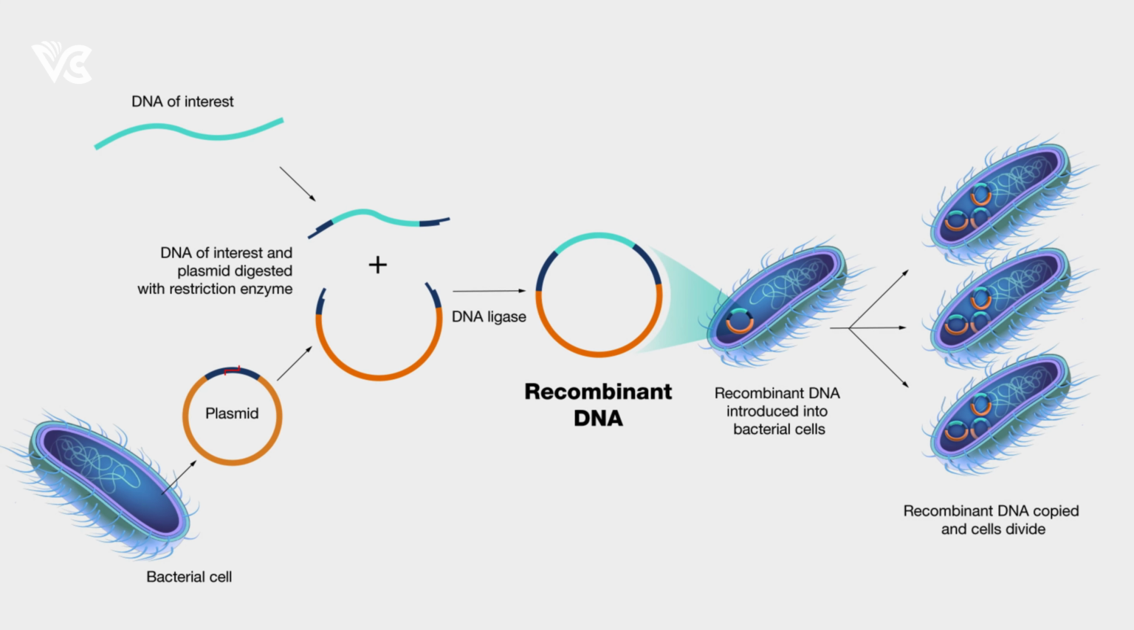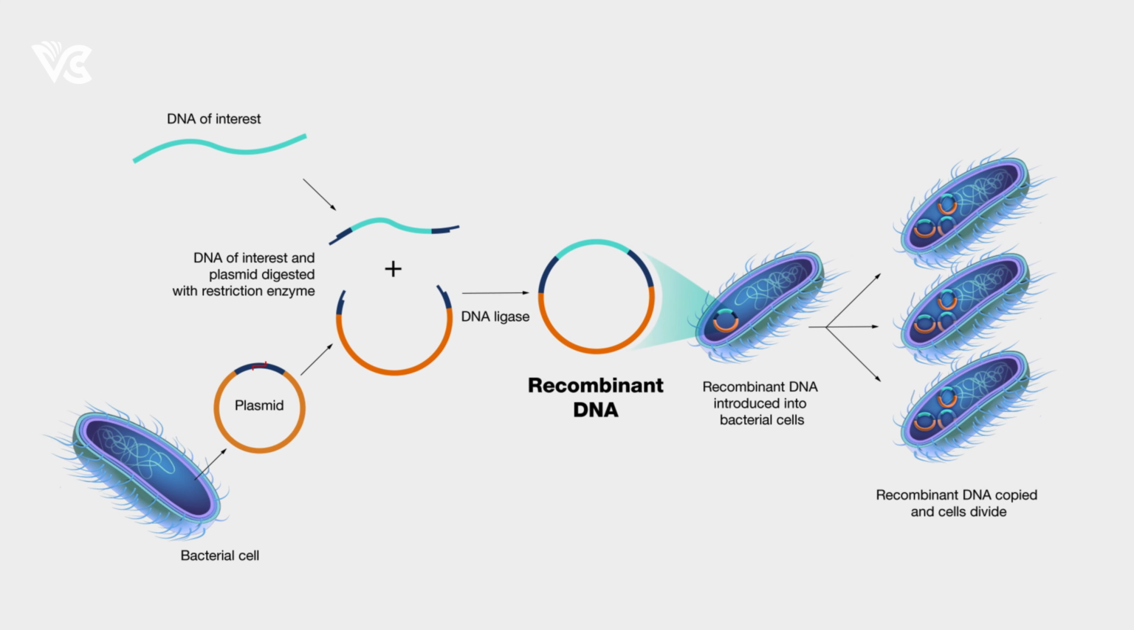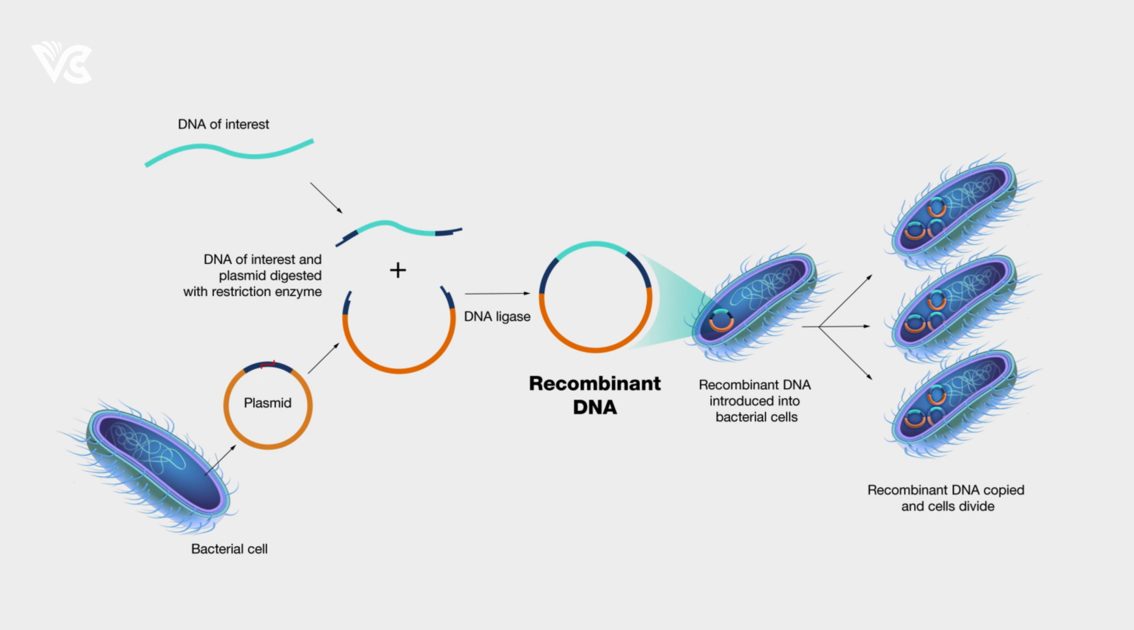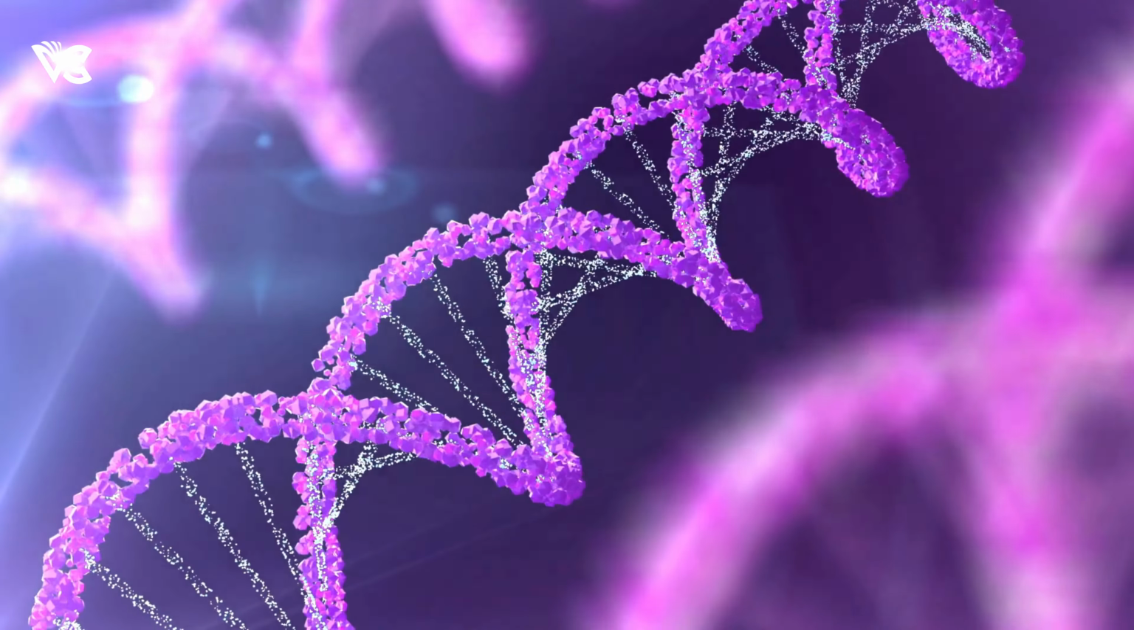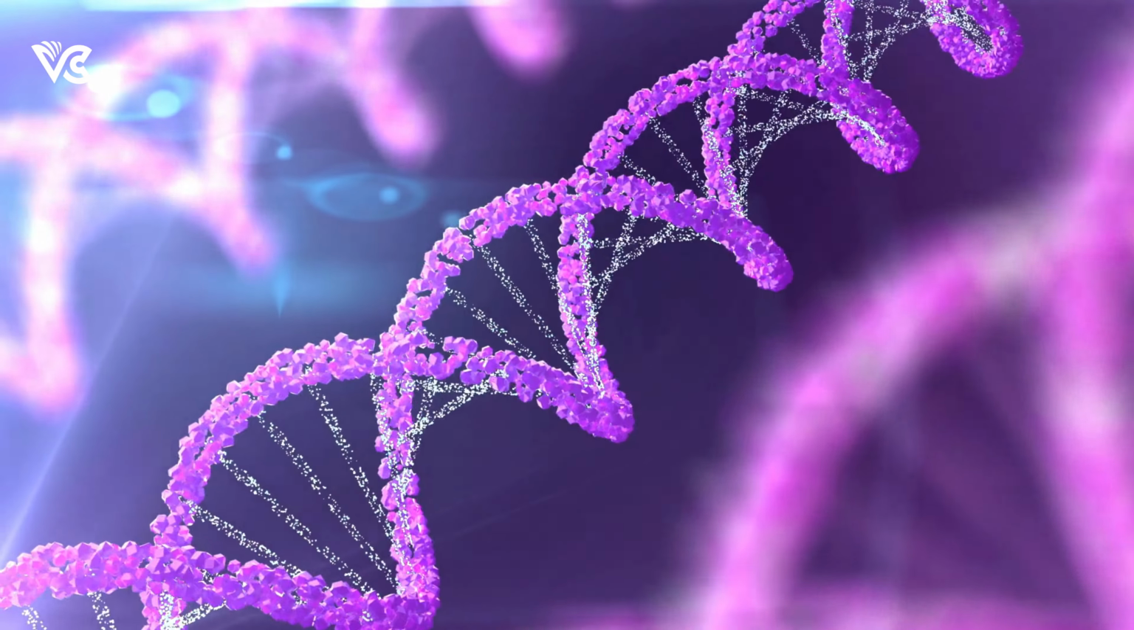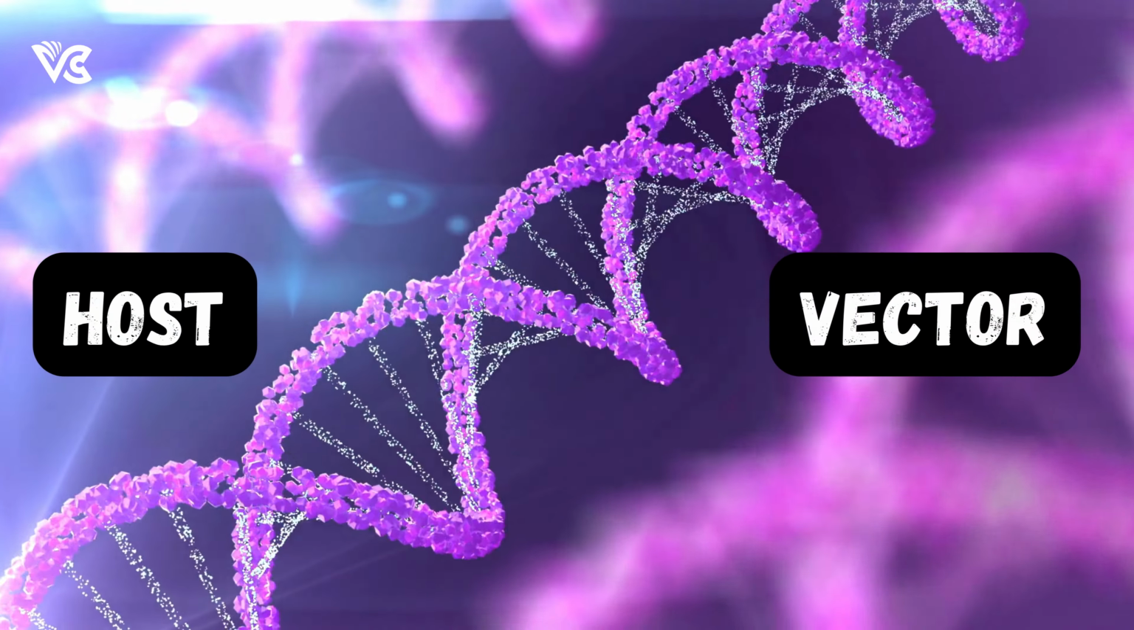Recombinant DNA, rDNA technology, is a sophisticated method that combines two different DNA molecules to study, modify, and use genes for various applications. This process, known as gene cloning, hinges on two critical components: a compatible host and a vector.